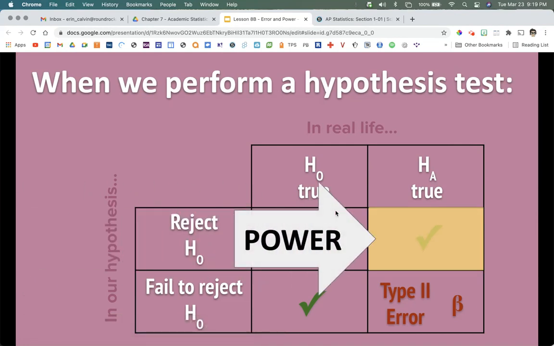In terms of our little table here, power is in that top right-hand corner. If the alternate is true, power represents the probability that we conclude it's true, that we reject the null and conclude that it's true.